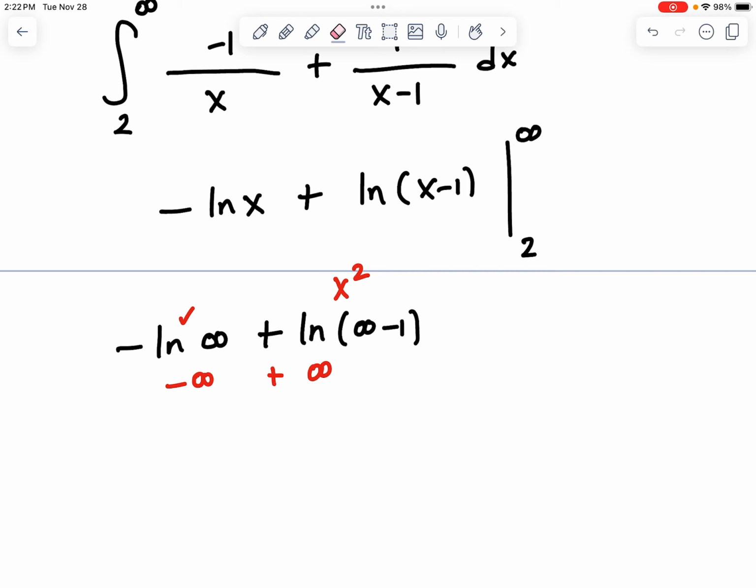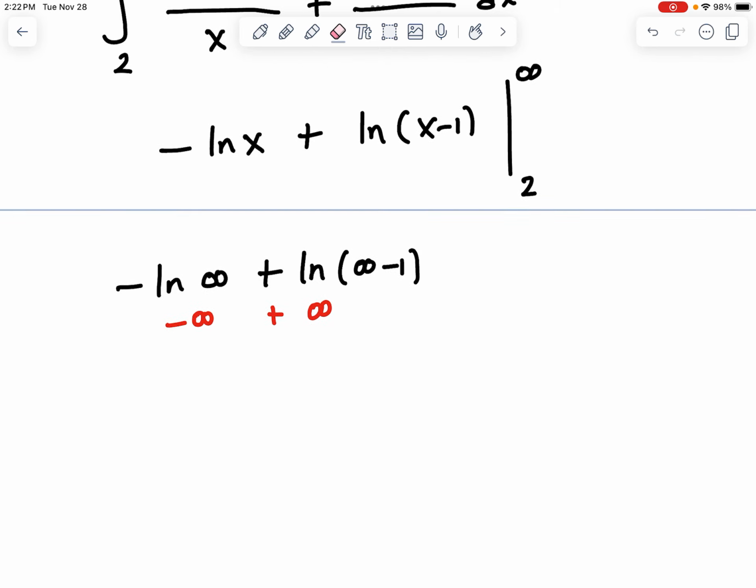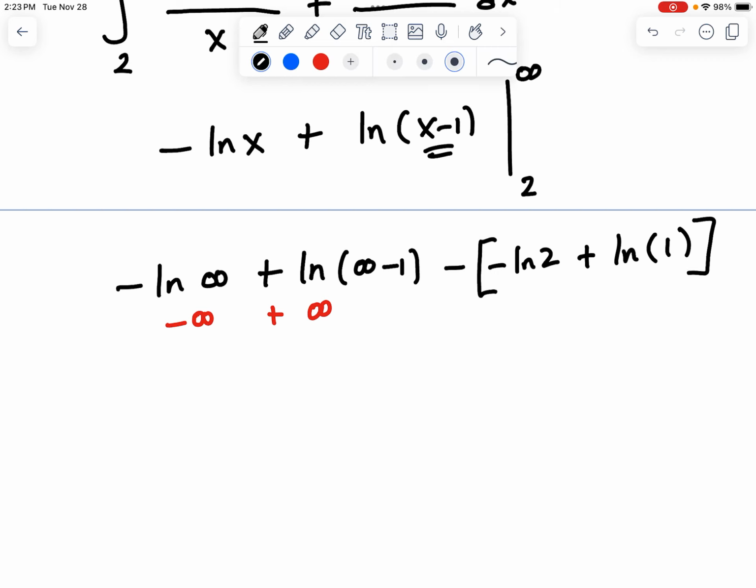Okay, so that's just a small detail that comes up later, but I just wanted to point it out right now. Since both of these are natural log, the negative infinity and positive infinity are going to cancel each other out. And then, what about the 2? So then I need to go minus, and then it's going to be negative the natural log of 2 plus the natural log of 2 minus 1, so just substituting the 2, so that's going to be natural log of 1. So the negative infinity plus infinity, that's going to be 0. And then this will be negative negative, so that's plus the natural log of 2.